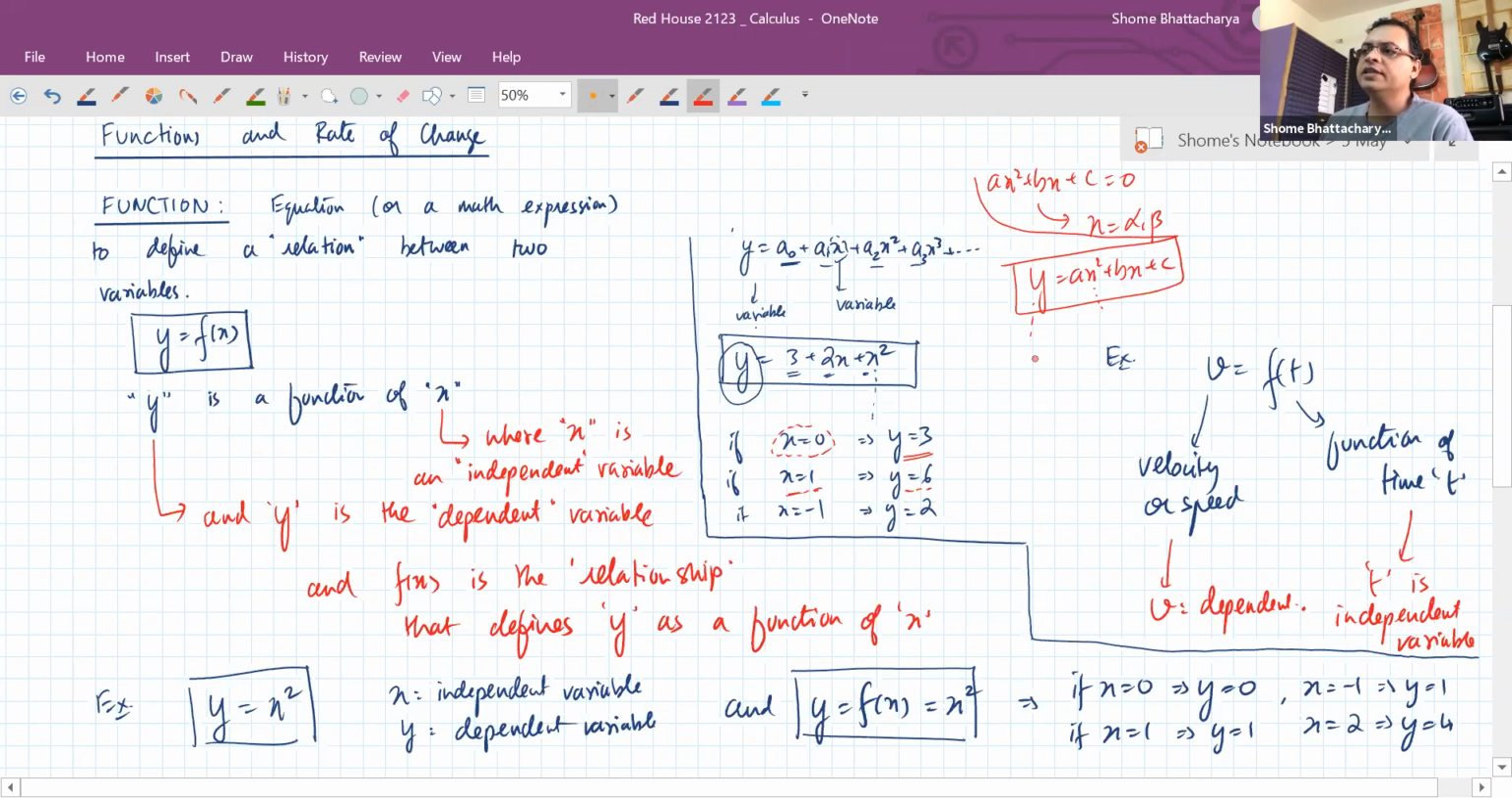There might be two values of x that give a common value of y. That happens in y is equal to x square also. Whether I take x as +2 or -2, I'll get the value of y as 4. But that doesn't matter. The important thing is when I take a particular value of x, I'm not getting multiple values of y, I'm getting a unique value of y. That is the rule for a function: for a particular value of x, we must get a unique value of y.